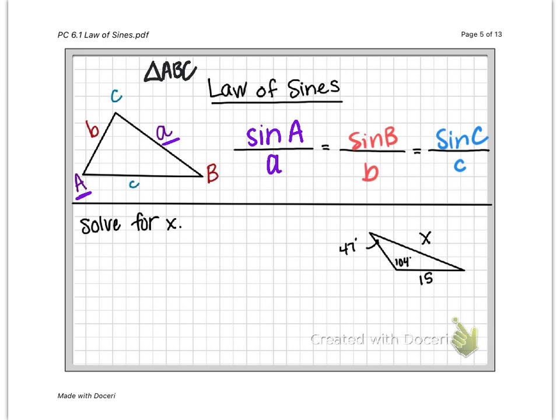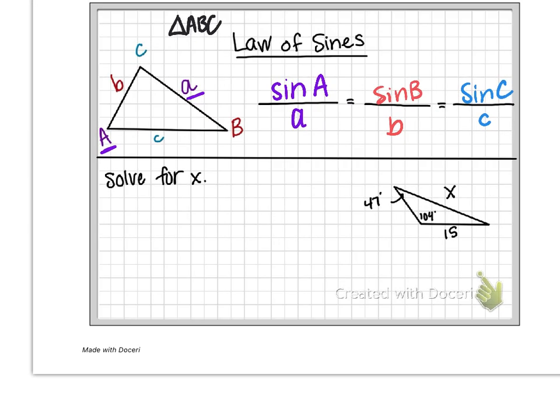Now, you can put these in any kind of order, and you only need two to be able to solve. So you only need two sets. So you could have this, or you could have this and set those equal to each other, or you could even have this. So any sets of two you can use to solve. And they don't always have to be A, B, and C. You just have to have sides and angles in sets that you can work with.